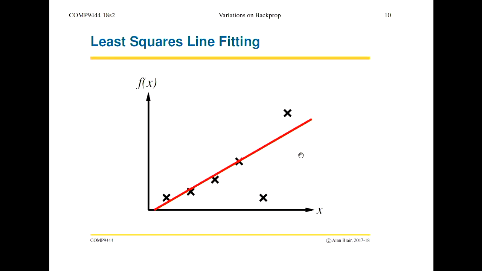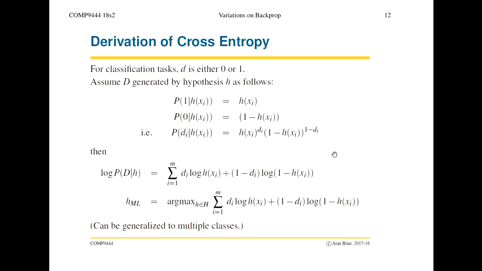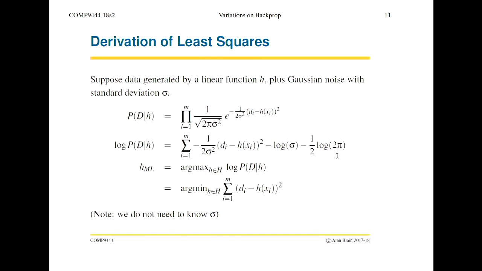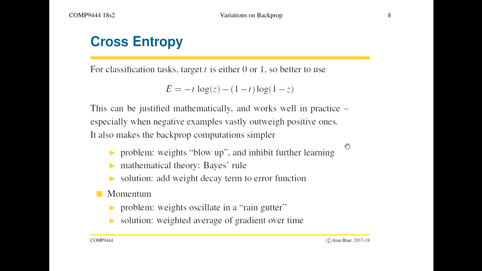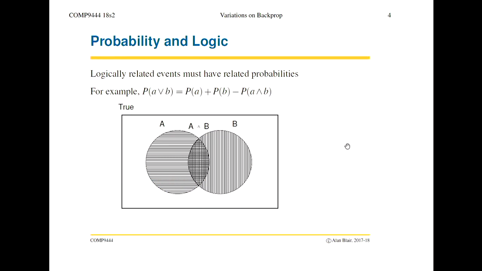Okay, so now I'm going to tell you the mathematical justification for this. I've got 5 minutes before the video stops. You know what? I think I'm going to leave this till next week. I don't want to try to cram this in. Okay, I'll leave you in suspense. So next week we'll talk about these variations, and then we'll start in on convolutional networks.